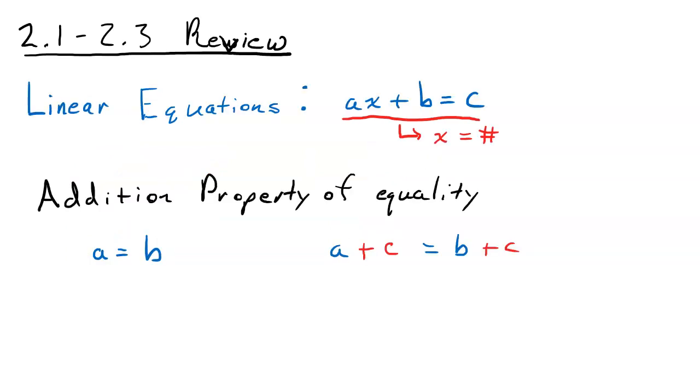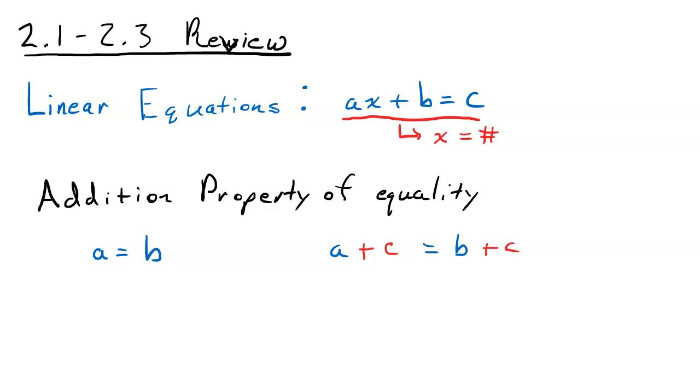In section 2.2, we talked about the topic of linear equations. And linear equations are of the form ax plus b is equal to c. And for any given a, b, and c that are real numbers, we can find a solution of x, and then x will just equal some number, right?